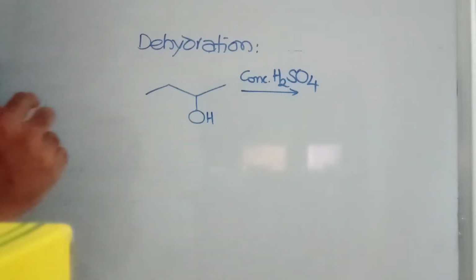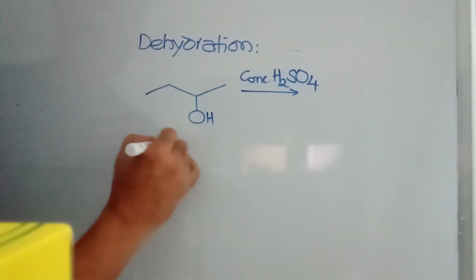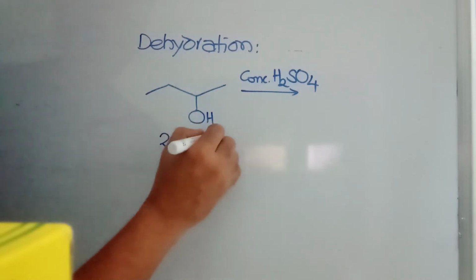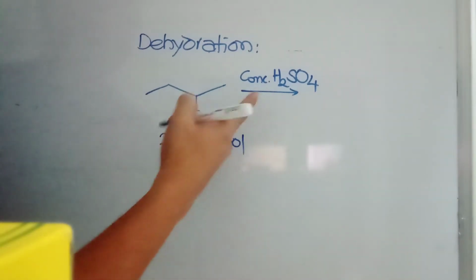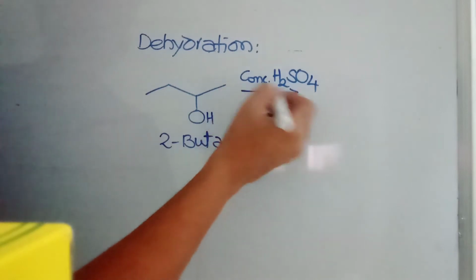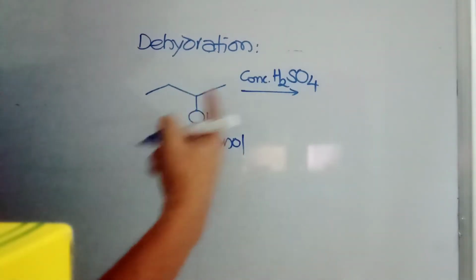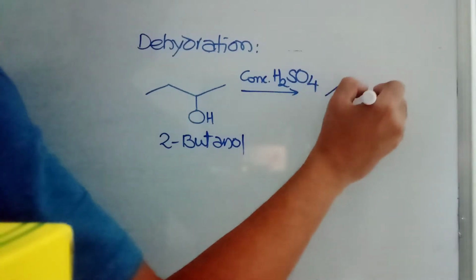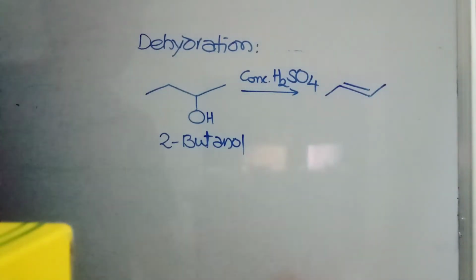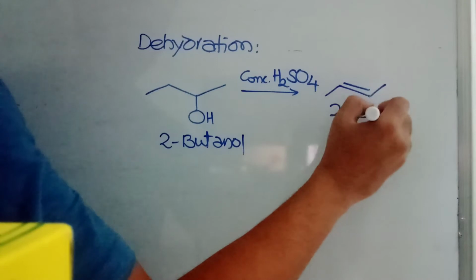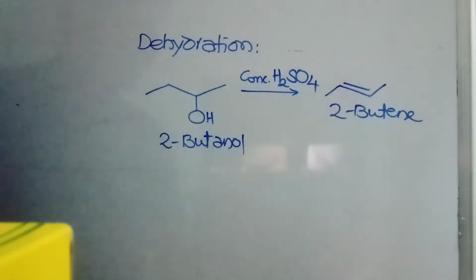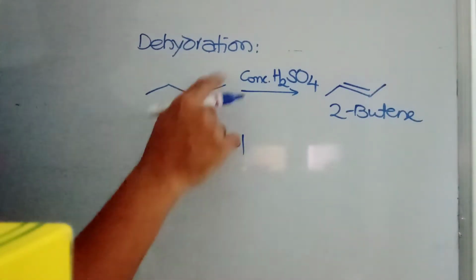Your questions will be like this. It is butan-2-ol, or you say 2-butanol. When concentrated sulfuric acid is given at higher temperatures, generally you go for dehydration to give alkenes, and the product must be like this. That is 2-butene. It should be 2-butene, not 1-butene.